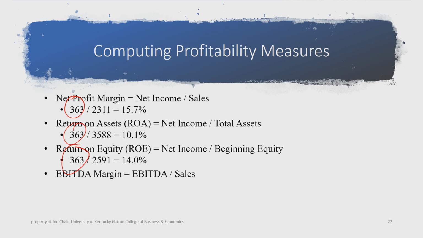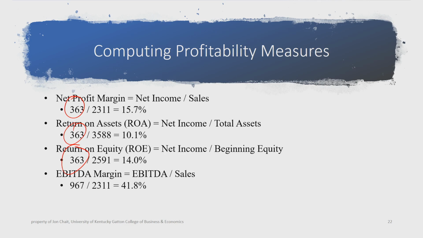EBITDA margin is EBITDA, which is earnings before interest, taxes, depreciation, and amortization, divided by sales. EBITDA is not a GAAP term. Sometimes we have to take the GAAP financial statements and do a little math to create EBITDA. Very few financial statements will have EBITDA as a caption. In our class, we don't use EBITDA margin too much, but we have to be aware of what EBITDA is.